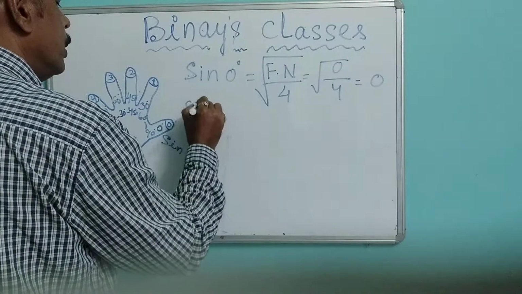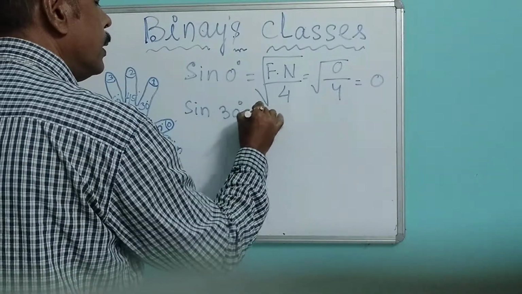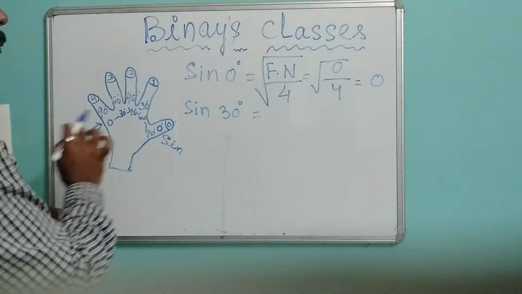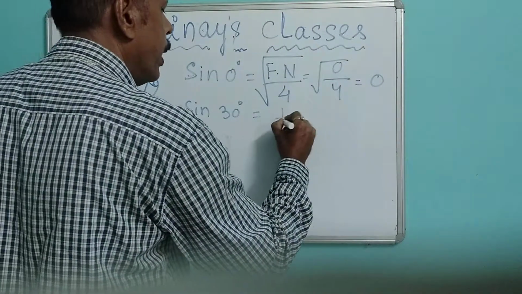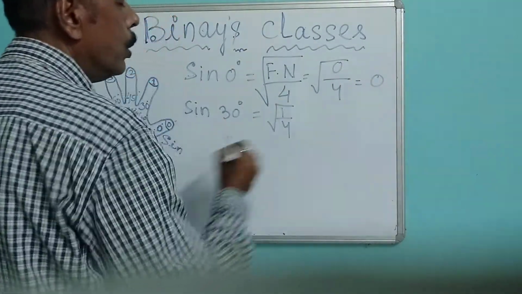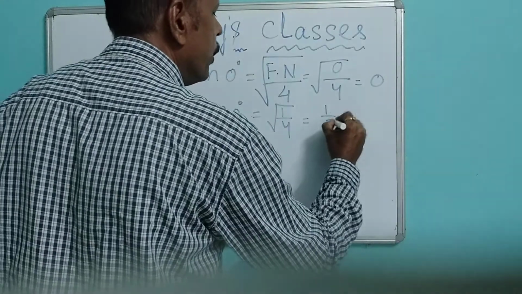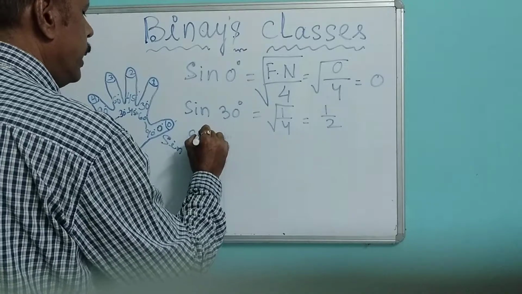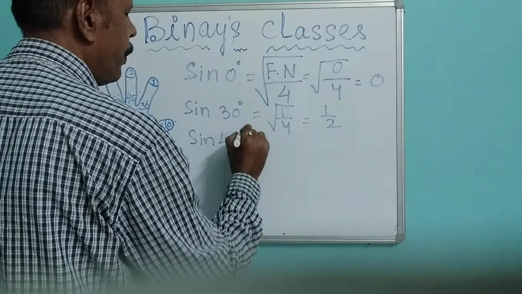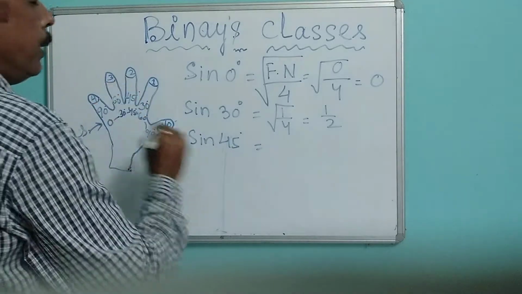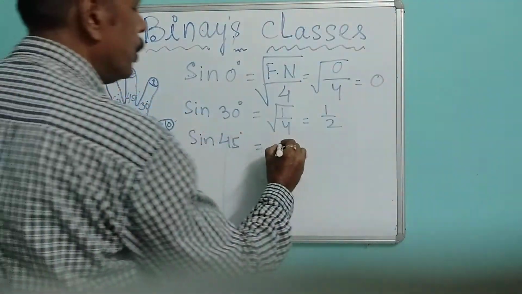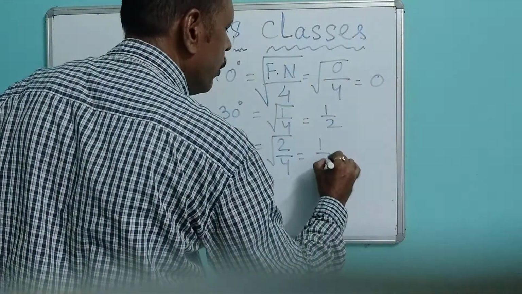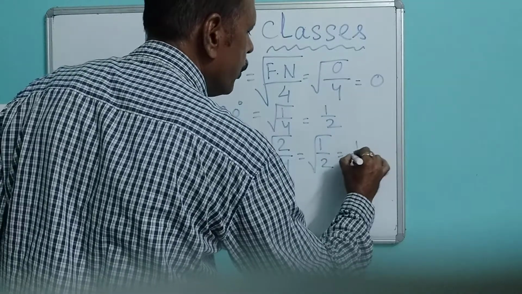Then come to sine 30 degree. No need to write the formula, come directly to the finger number. The finger number is 1, so 1 by 4 root over will give you 1 by 2. Now come to sine 45 degree. For sine 45, the finger number is 2. 2 by 4 root over is 1 by 2 root over, which will give you 1 by root 2.